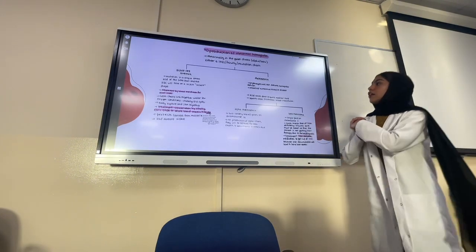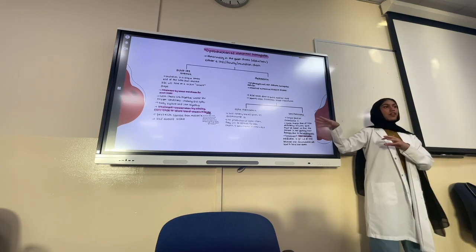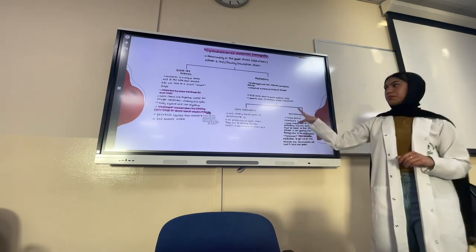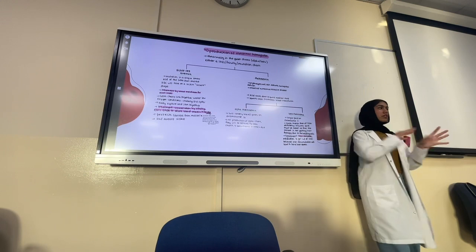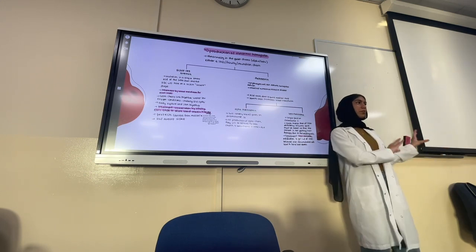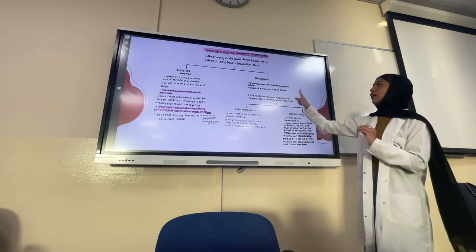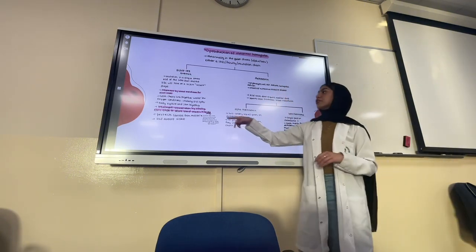Okay. This is a chart. It basically mentions stuff related to the blood notes. So let's just quickly go over it. We've covered a bit of the blood notes as well, for thalassemia and sickle cell anemia. So what does it mention?